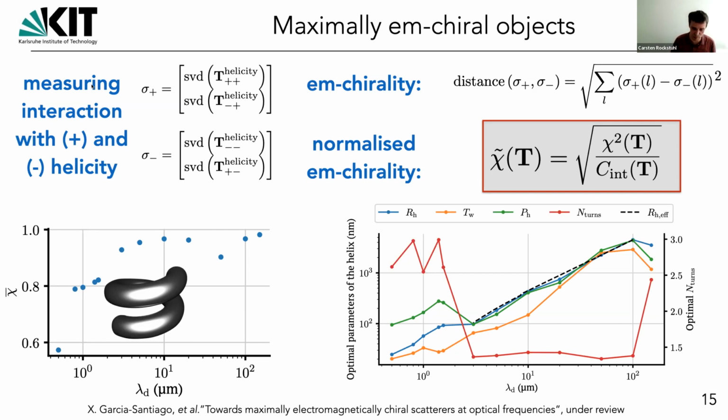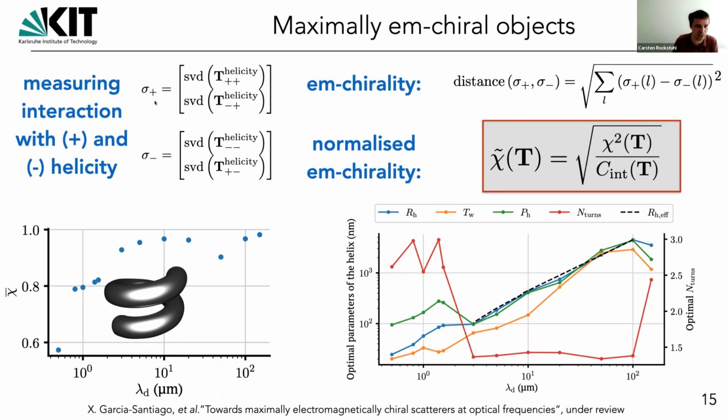And that's why we went back and defined something called electromagnetic chirality, based on the interaction of an object with light of different helicity. The appreciation of electromagnetic chirality basically starts with the fact that an achiral object should interact with light of plus and minus helicity in exactly the same way. So in order to measure how chiral an object is, we simply need to measure how different the optical response of an object is with respect to plus or minus helicity. This is the guiding idea.